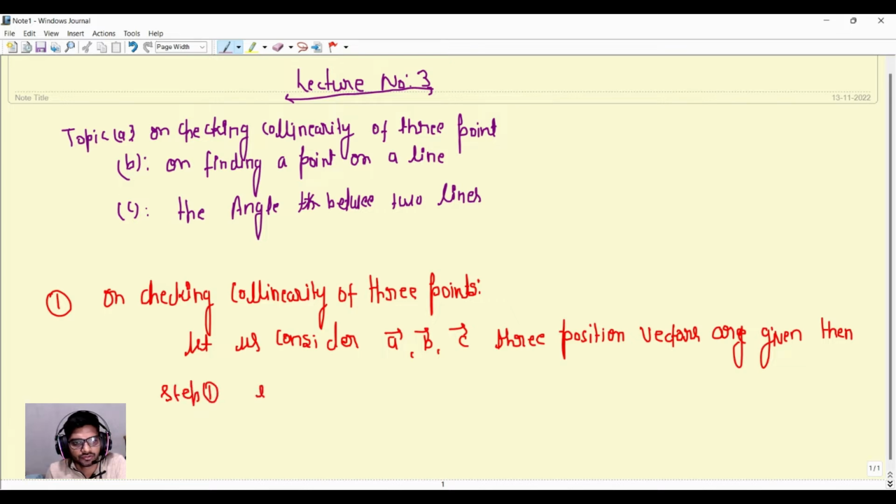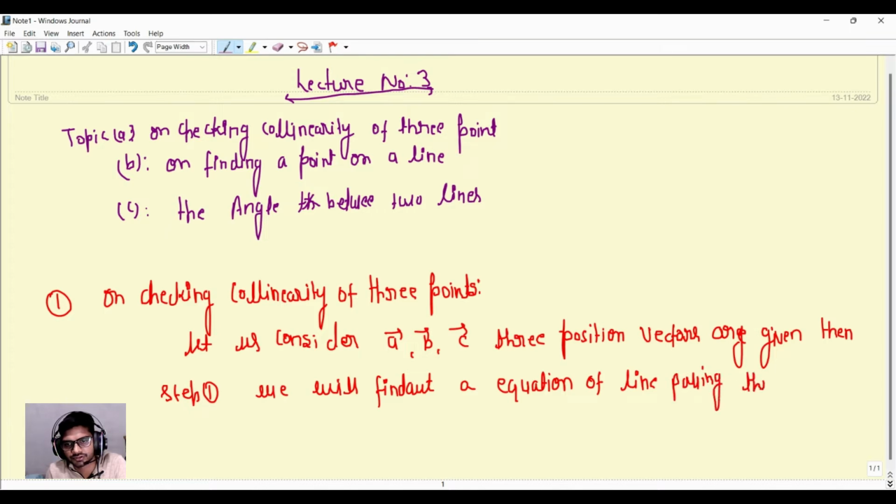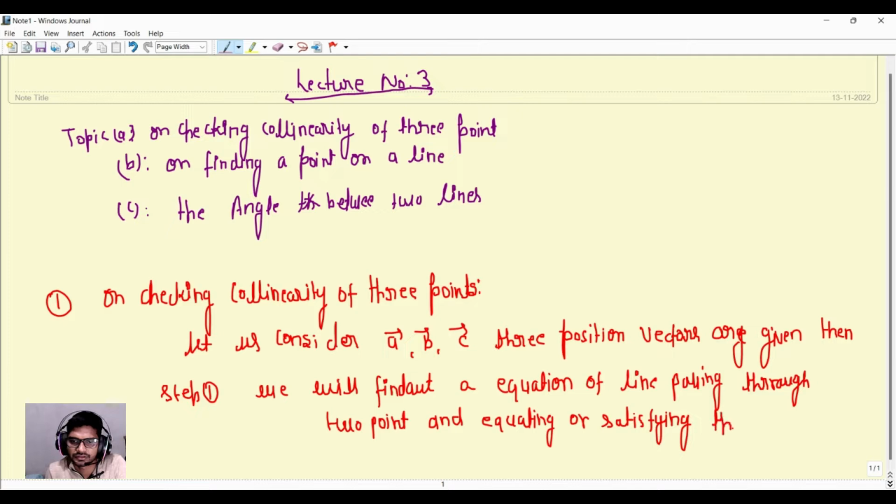First, we will find the equation of the line passing through 2 points, and then satisfy the third vector with this line, equating it using the value of lambda.